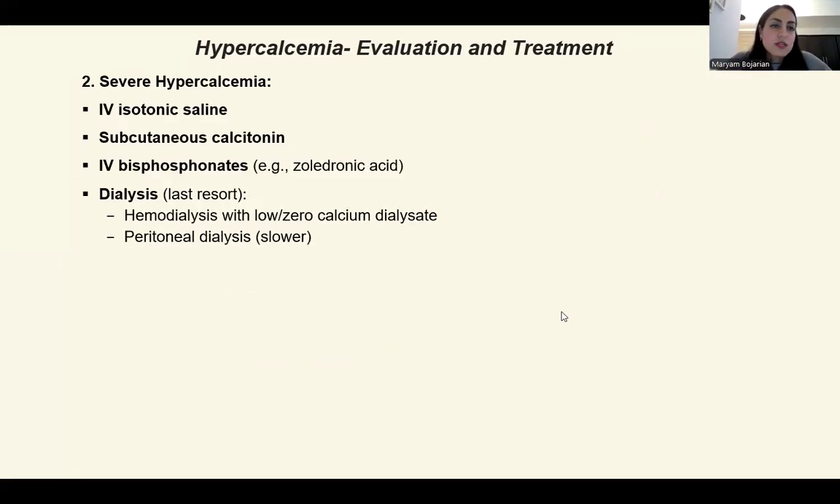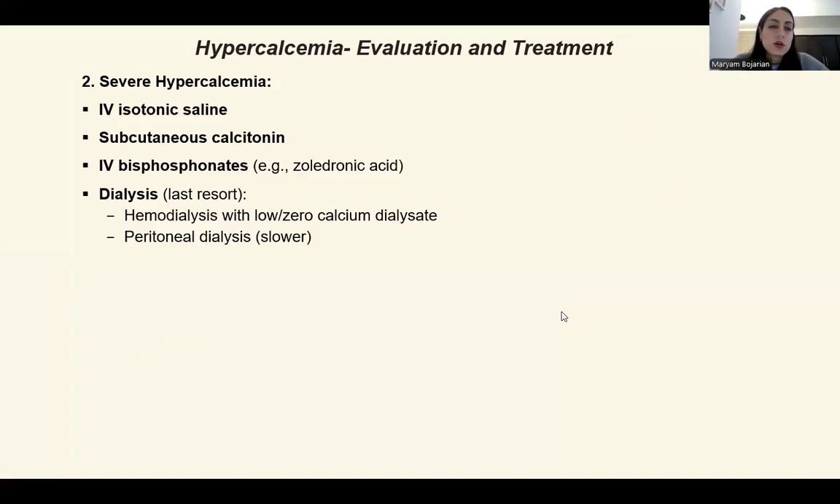In terms of severe hypercalcemia, it's really important to hydrate our patient. We can give IV isotonic saline, and we can give subcutaneous calcitonin for 24 to 48 hours and not more than that. And we can start a bisphosphonate, usually IV, such as zoledronic acid or Reclast.